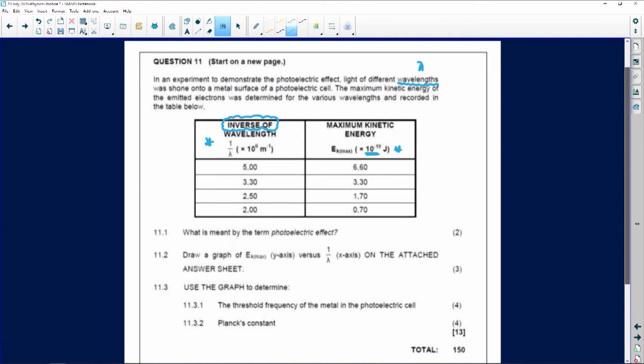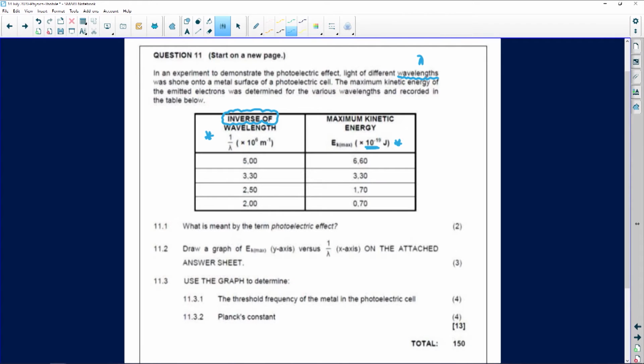Now let's see what our first question is. The first question says, what is meant by the term photoelectric effect? Now here they asked it a bit differently, because most of the time they're going to say define or what is the phenomenon of the photoelectric effect, but also what is meant by the photoelectric effect. It means the definition for the photoelectric effect. Now remember, if you have to define something, it means it must not change. If you look in any textbook, it must always remain the same. It is the definition of the photoelectric effect.